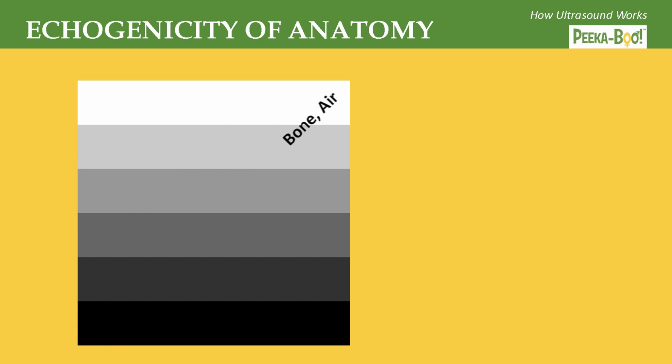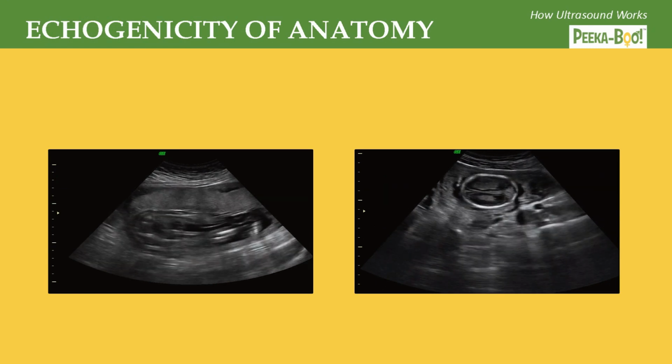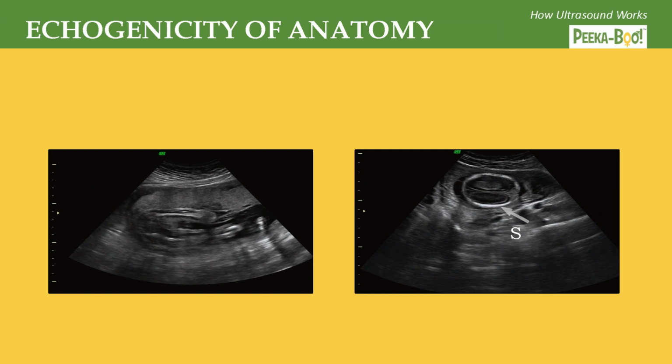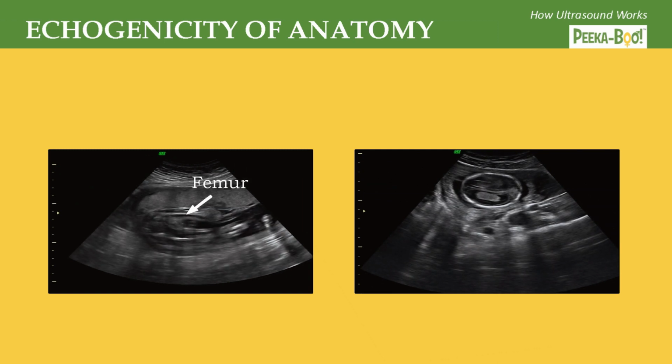Bone and air are the most echogenic and will appear white. Fluids, including blood, amniotic fluid and urine in a bladder, will appear black. Soft tissue will appear gray. These are different views of the fetus. What color are bones? The bones are white. In these images they are the skull and femur.